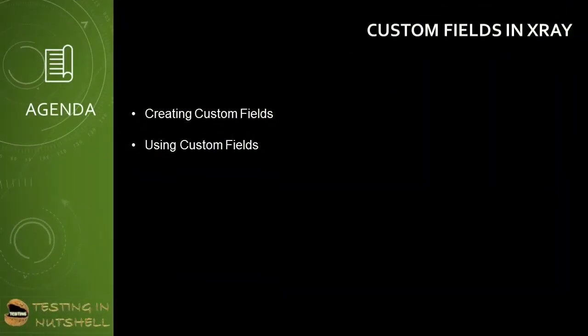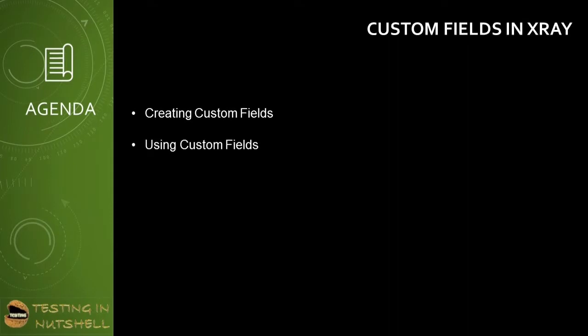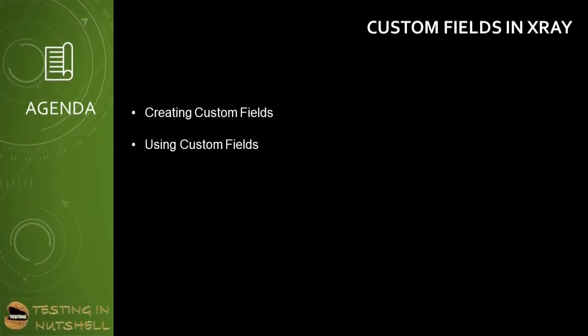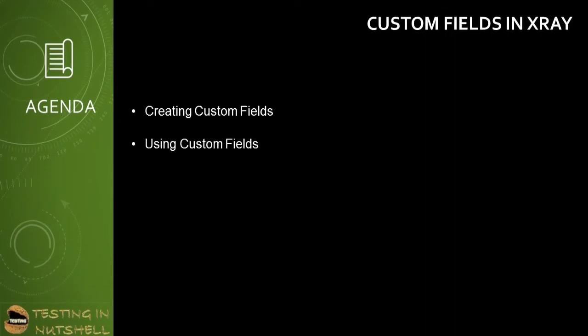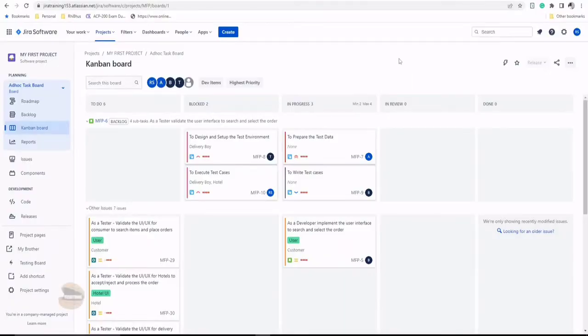As a part of this tutorial, we'll be trying to understand how to use custom fields in X-Ray, and we will be creating the custom fields in X-Ray first, and then we'll be using them as a part of our test creation. In order to get started, the number one thing is of course to get started with creating the custom fields in our X-Ray instance and then making use of them while writing the test cases. But what would be the scenario that you would need a custom field?